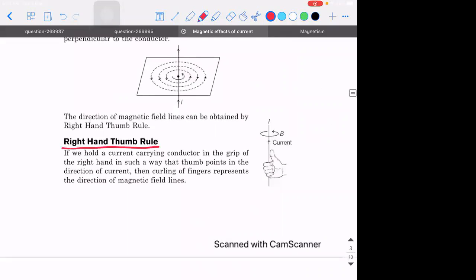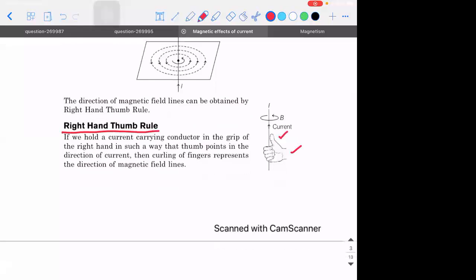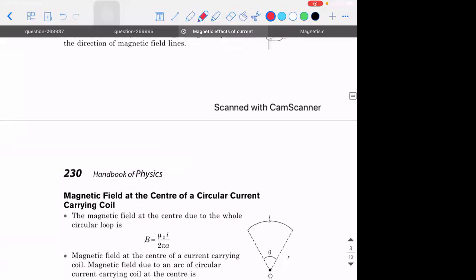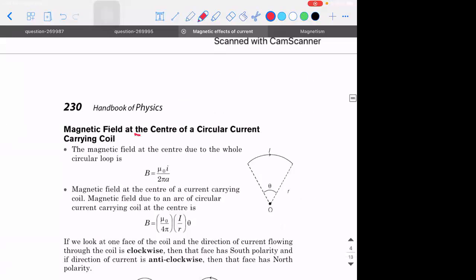So the right hand thumb rule, you guys know. You take the right hand, extend the thumb of your right hand in the direction of current, curl the fingers as if you are going to hold the conductor. The direction in which the fingers are curled will give you the direction of magnetic field. Similarly, magnetic field at the center of a current carrying coil is given by what expression? It is given by the expression mu naught I divided by 2a. It is not 2 pi a. So it is mu naught I divided by 2a.